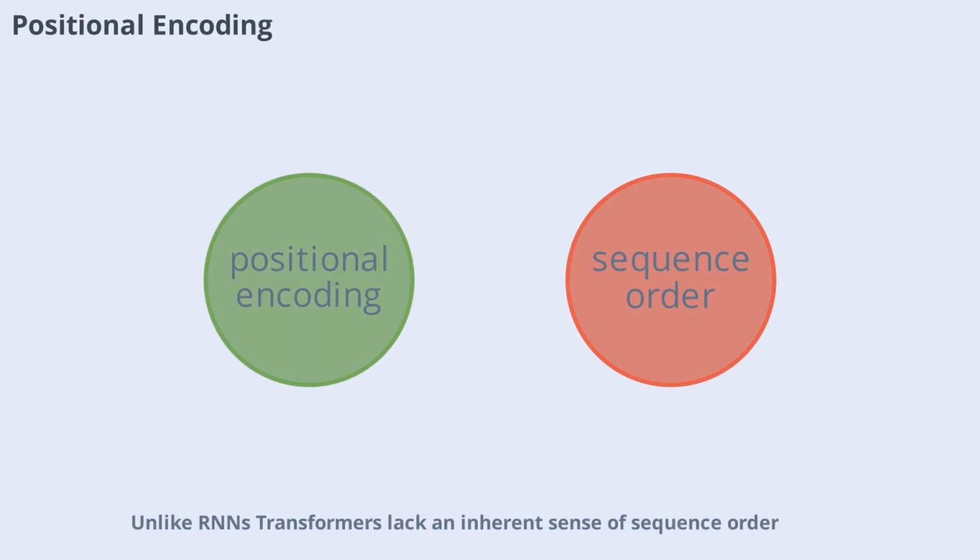Like RNNs, Transformers lack an inherent sense of sequence order. To address this, positional encoding is added to the input embeddings, providing information about the position of each token in the sequence. These encodings use sine and cosine functions of different frequencies, allowing the model to distinguish between different positions and capture the order of words effectively.